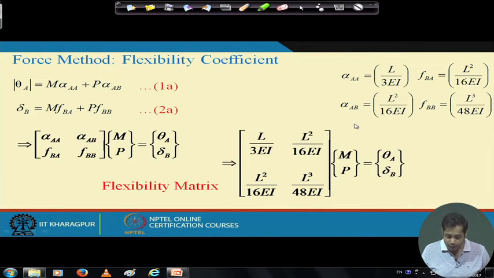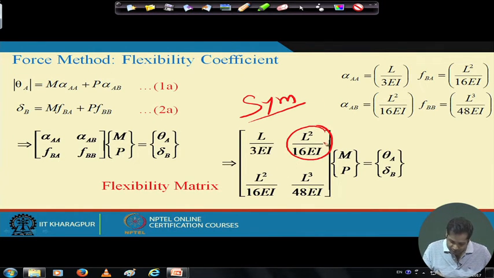Okay. Now, what is important here in this flexibility matrix, you see this matrix is symmetric. It is a symmetric matrix. Okay, and these values, this value and this value, they are the same.